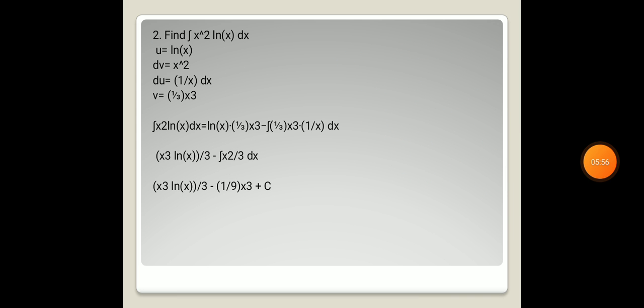So let's have another example. Find the integral of x squared ln x dx. Again, first we choose u and dv. So u is equal to ln x and dv is equal to x squared dx. Then we'll use that information to determine du and v. The derivative of ln x is 1 over x dx, and the antiderivative of x squared is 1/3 x cubed.